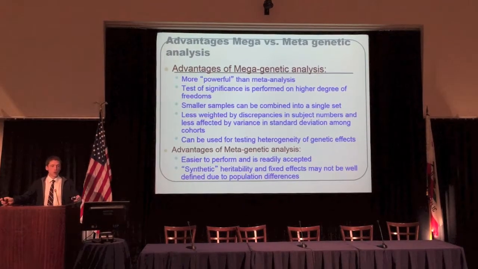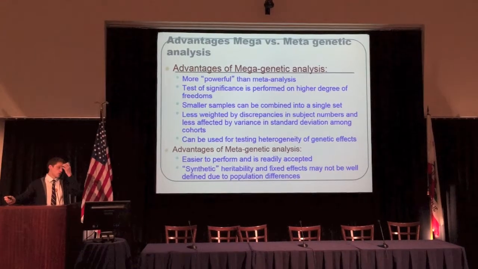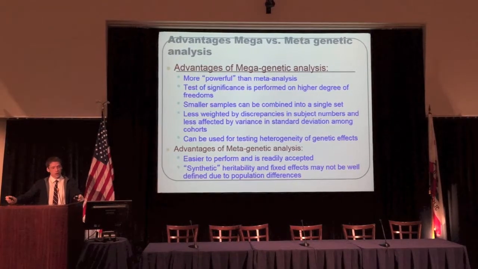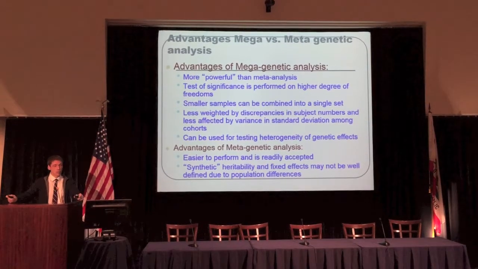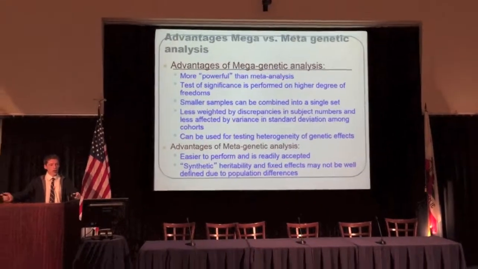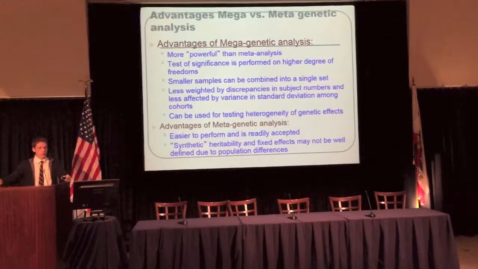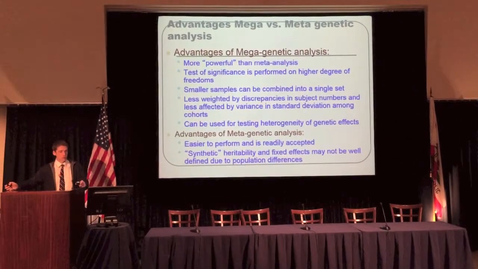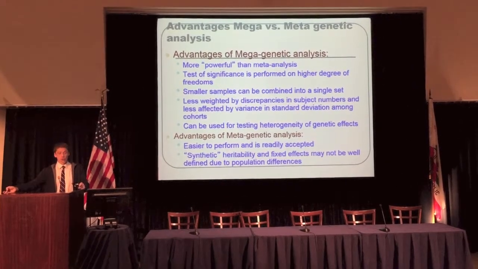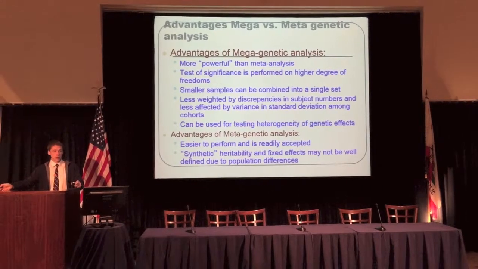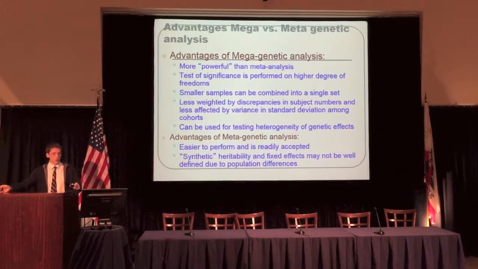The advantage of megagenetic analysis is that you have a much more powerful analysis, degrees-of-freedom-wise, than meta-analysis. And the test of significance is therefore performed on a higher number of degrees of freedom. Smaller samples can be combined into a single data set with a pretty much additive increase in power. And this makes the results less weighted by the discrepancies in subject numbers and less affected by the variance in standard deviations among the cohorts.